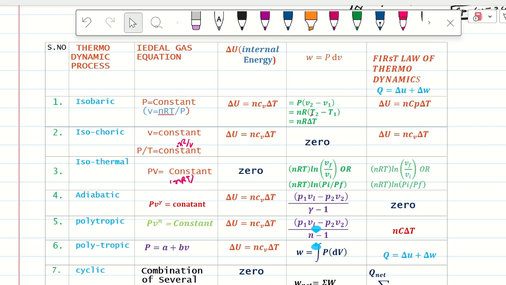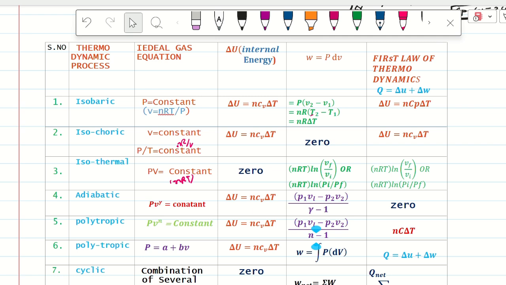In everything I have given work done, du, dw, and the first law of thermodynamics for all the cases. In a cyclic process, du is equal to 0. du is 0 in two cases: isothermal and cyclic. In all remaining cases it is nCv delta T. The work done is 0 in only one case, that is isochoric. Now the work done formulas. Isobaric means P into V2 minus V1, or nR into T2 minus T1, or nR delta T. Isothermal means nRT into ln of Vf by Vi, or nRT into ln of Pi by Pf.